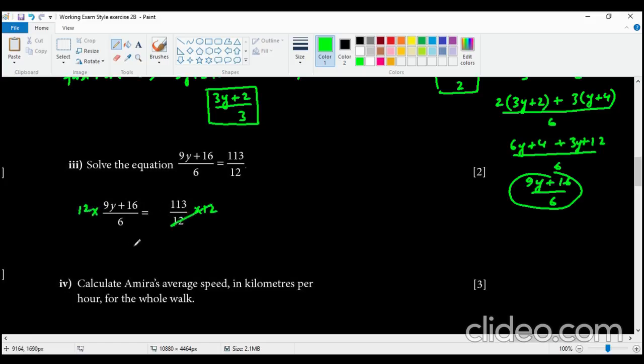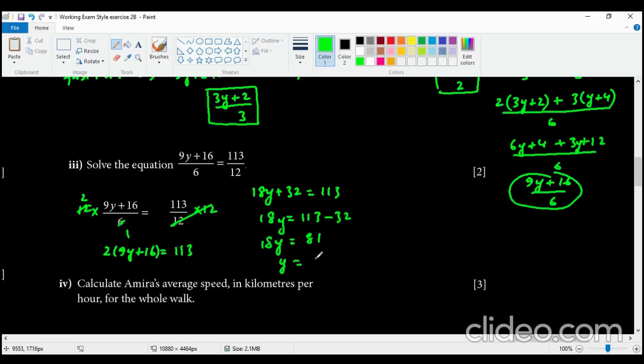So this is cancelled, and 6 times 1 and 6 times 2 is 12. So I will write 2 times 9y plus 16 equals 113. 2 times 9 is going to give us 18y, and 2 times 16 is going to give us 32, equals 113. So 18y equals 113 minus 32. 113 minus 32 is going to give us 81, and this is 18, so y equals 81 divided by 18. It's going to give us 4.5.